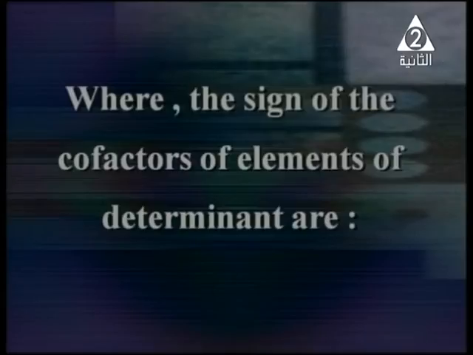The signs of the cofactors of the elements of the determinant are positive, negative, positive, negative, positive, negative, positive, negative, positive. Remember, dear student, the sign of the first row: positive, negative, positive. The sign of the first column: positive, negative, positive. What do you note? Start from positive, end is positive. The 4 corners are positive, and the 2 diagonals are positive.